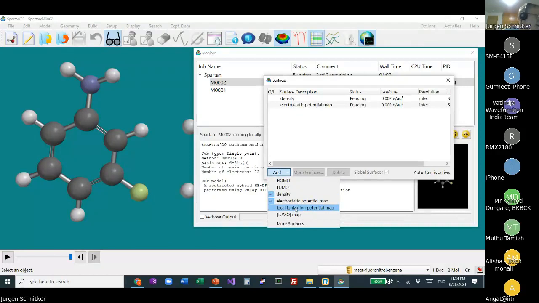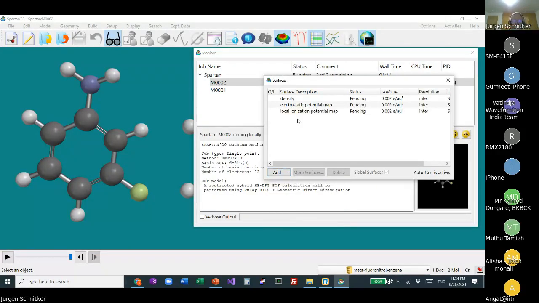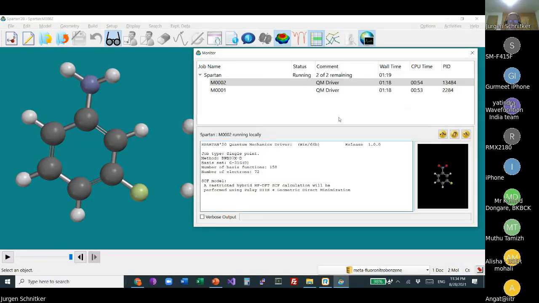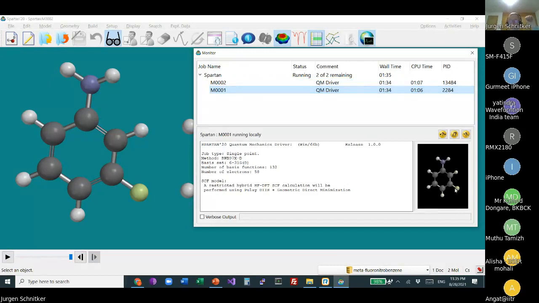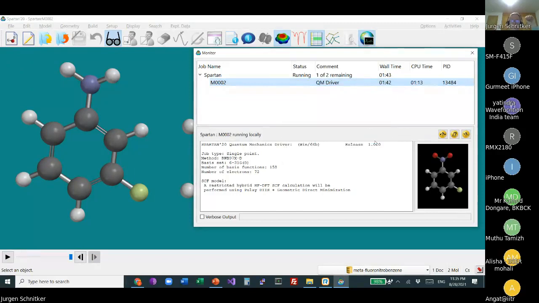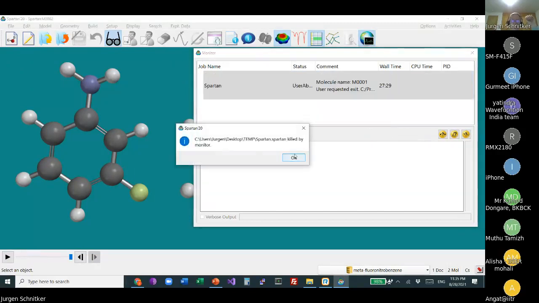Is that what I wanted? Local ionization potential map. Let me see, what's that? Yeah, local ionization potential map. So, unfortunately, this still hasn't finished. I can squelch it and get it from the database. Let me do it at least for one of them. So I'll terminate this one too. So I killed this.